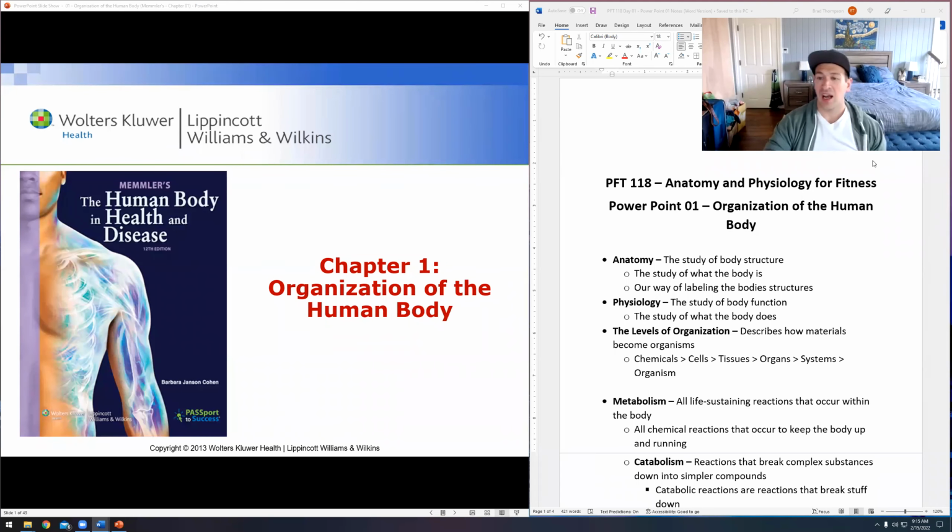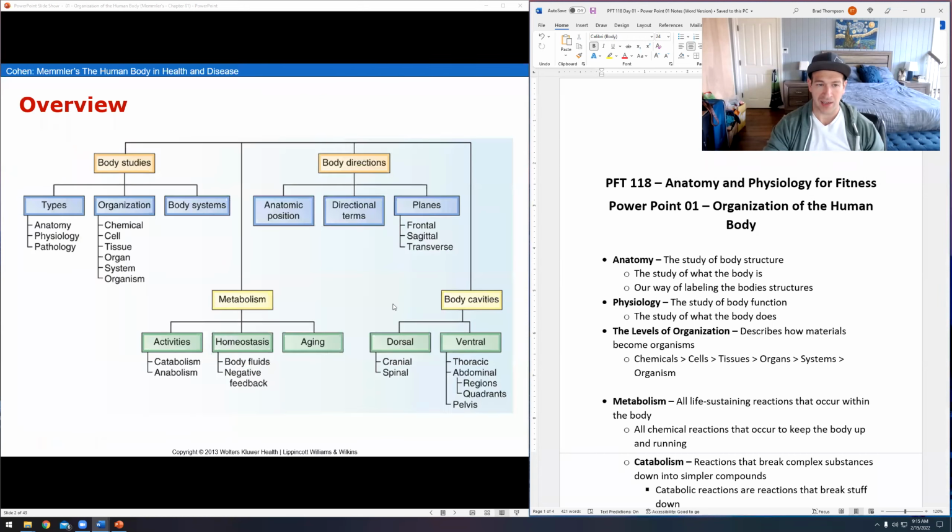All righty. So day one of Anatomy and Physiology, PFT 118 here, we are looking at the organization of the human body. So what we're going to be covering today, we're going to cover a little bit of what the various different body studies are, the anatomy versus the physiology. We'll talk about how we organize things, work our way into body directions, which is really fun. So we're going to talk about the anatomic position, a lot of directional terms, and the 3 planes of motion.